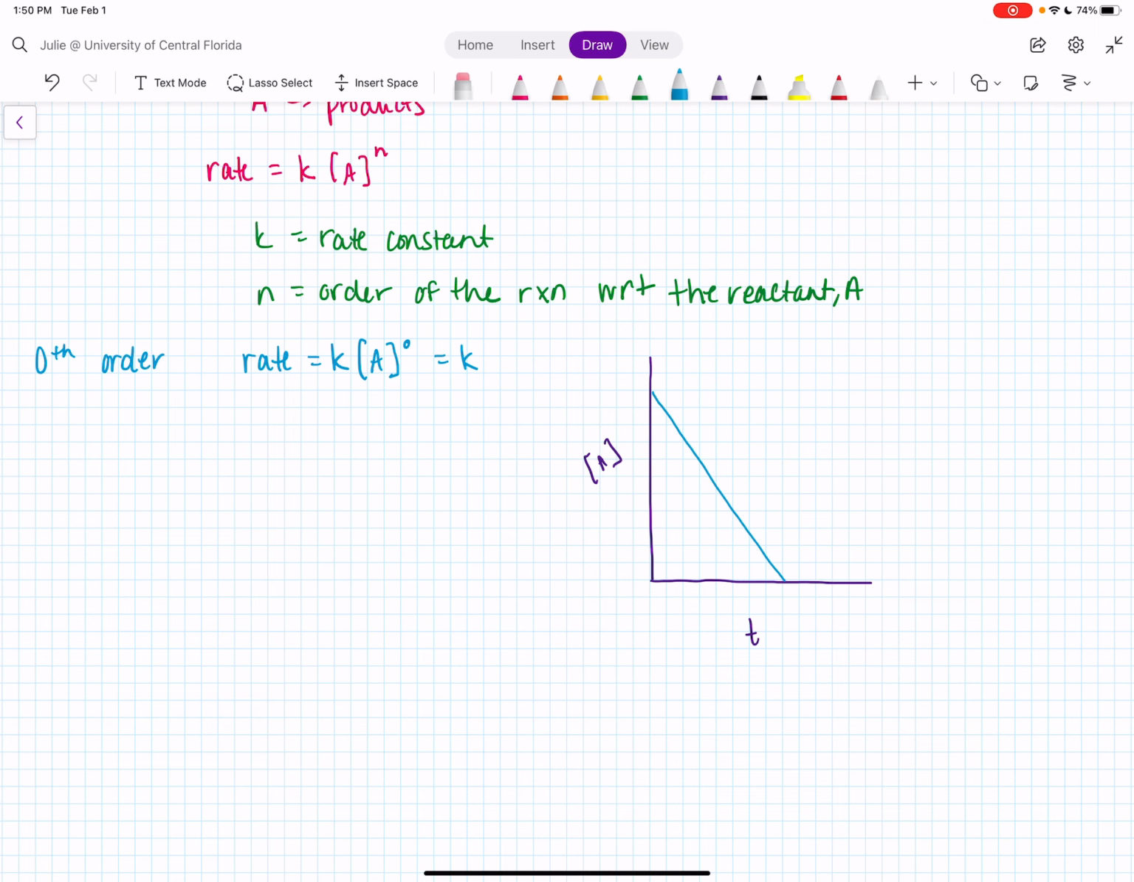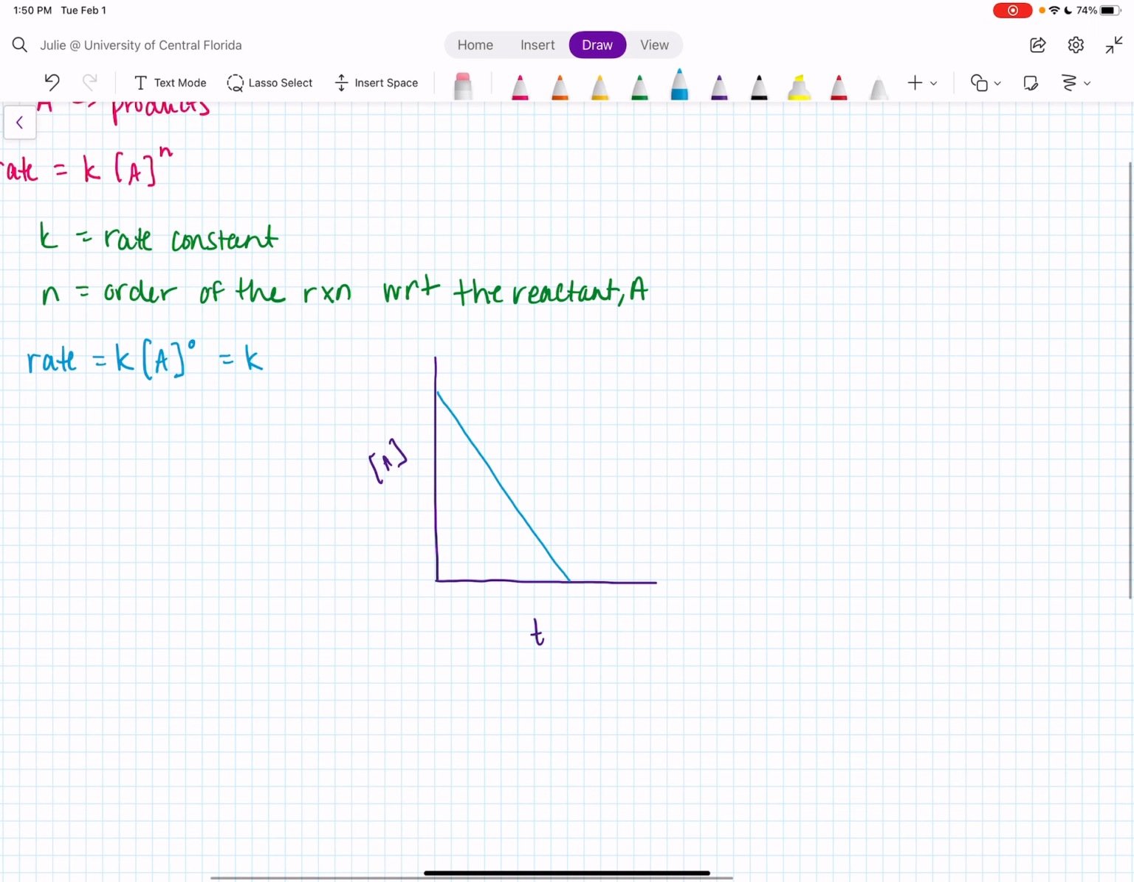Okay. If we plotted the rate of the reaction versus the concentration of A, we would find that we have a straight line, no slope. Again, because the rate of that reaction doesn't depend on the concentration of A. It doesn't matter what the concentration of A is, as long as it's greater than 0, the rate of the reaction is going to be the same.